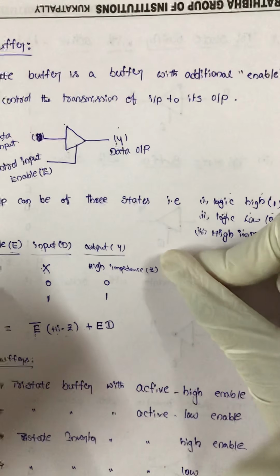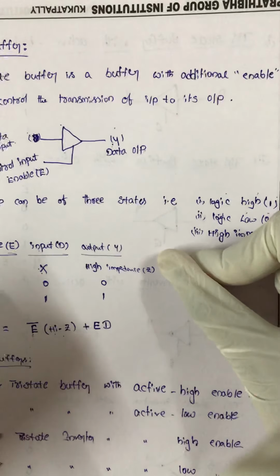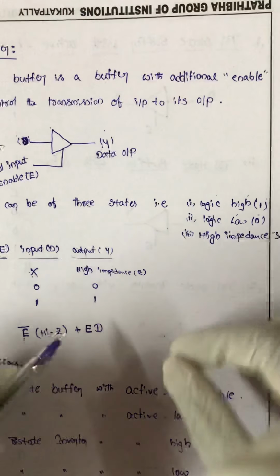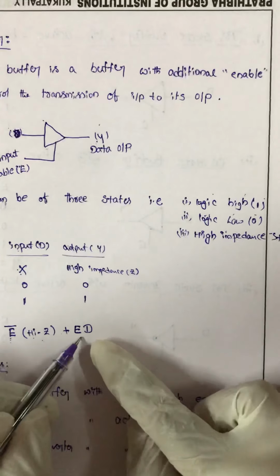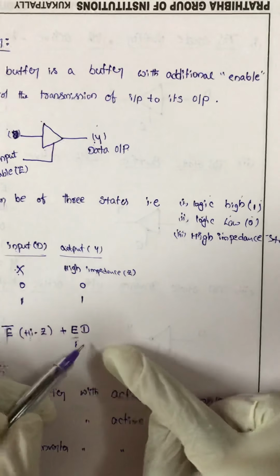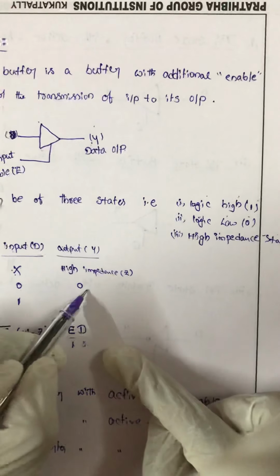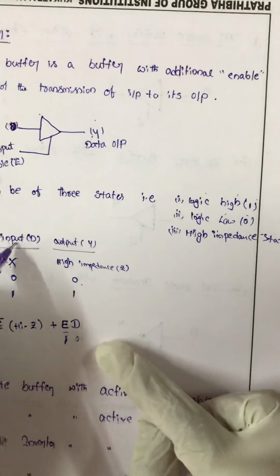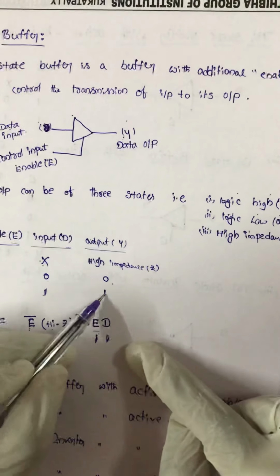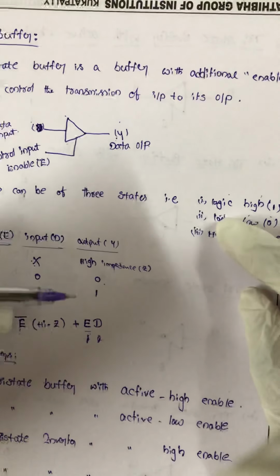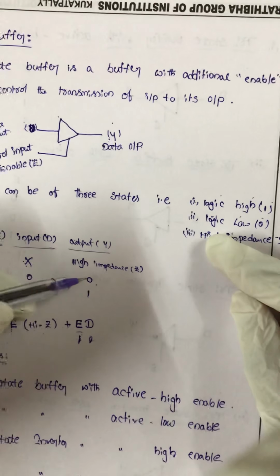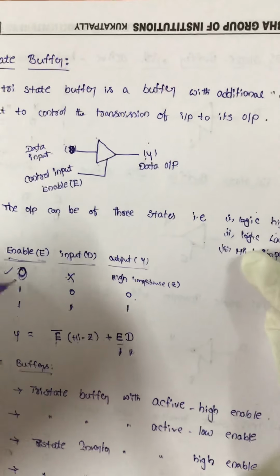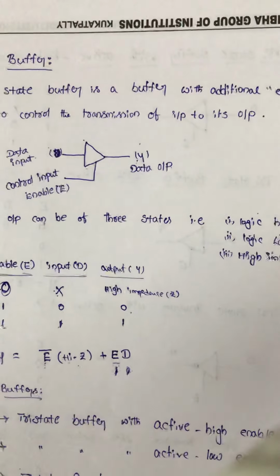Next, the second condition, E equals 1. E equals 1 means 1 bar is 0, so this term is 0. In this condition E is 1 and input is 0, so 1 times 0 is 0. Next, the third condition: E is 1 and input is 1, so 1 times 1 is 1. So here we can observe that when enable is high, if the input is 0, the output is 0, and if the input is 1, the output is also 1.